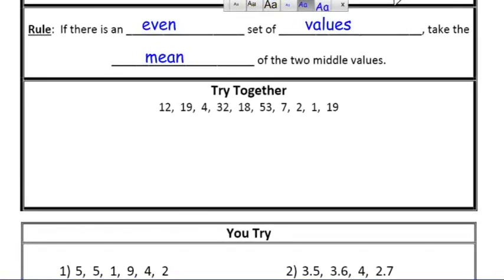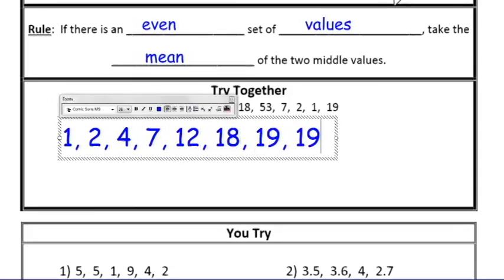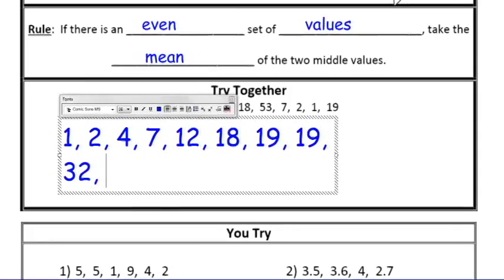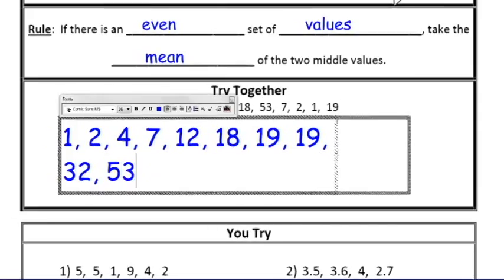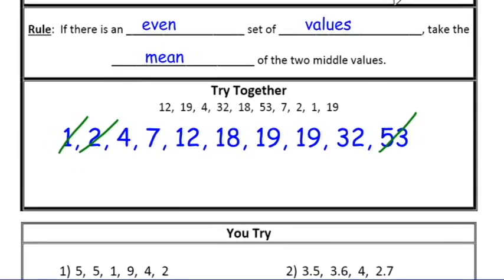I end up with 1, 2, 4, 7, 12, 18, 19, 19, 32, 53. So let's put them in numeric order. And I go through and I check. Left, right, left, right, left, right, left, right. There are two in the center.